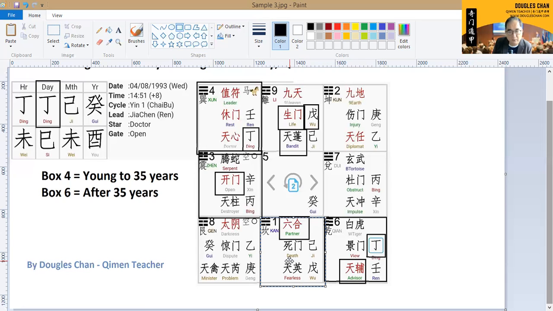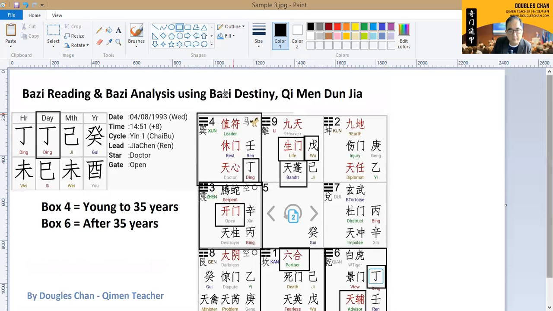So anyhow, this is how we actually see the information about the relationships of the person in terms of their career, in terms of their academy, etc. And we can base on that to also see the character of the person, and the information can be very precise if we know what we are looking at. Okay, so this is one of the case studies under Qi Men Dun Jia for this destiny, Bazi destiny itself.